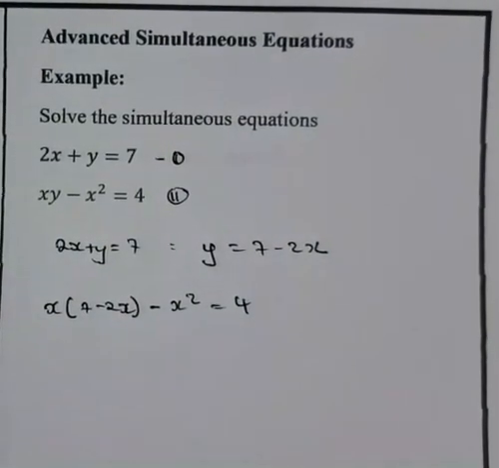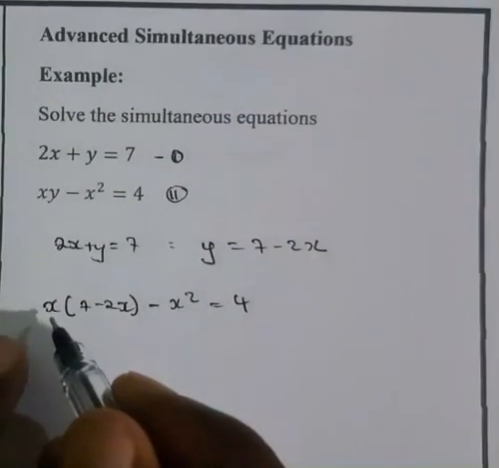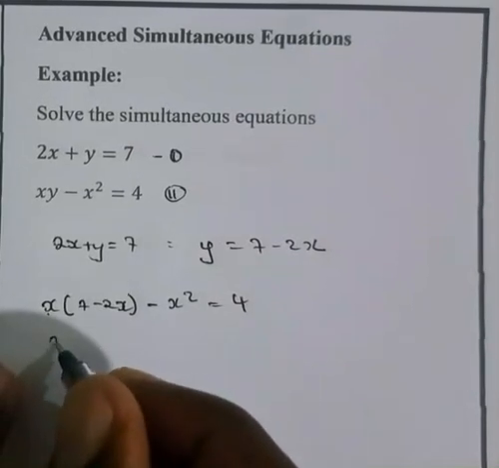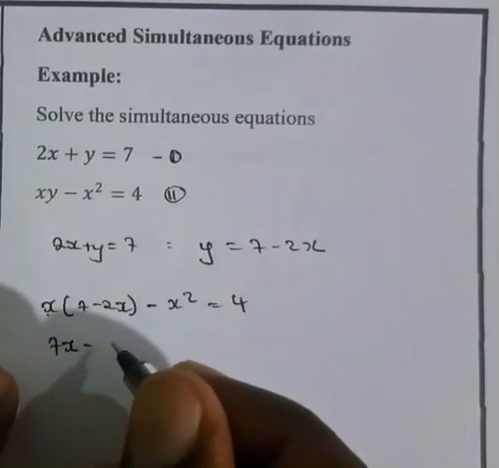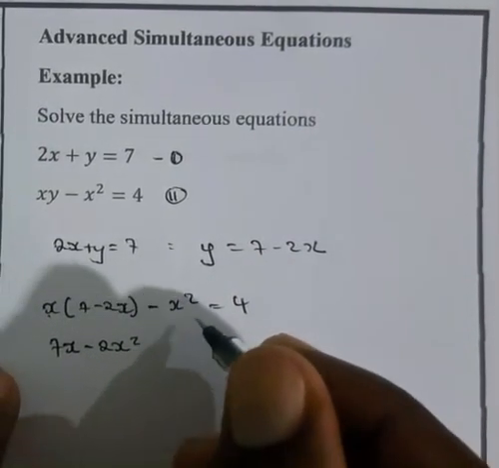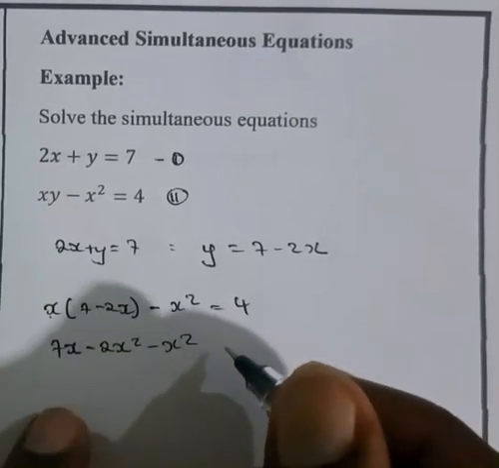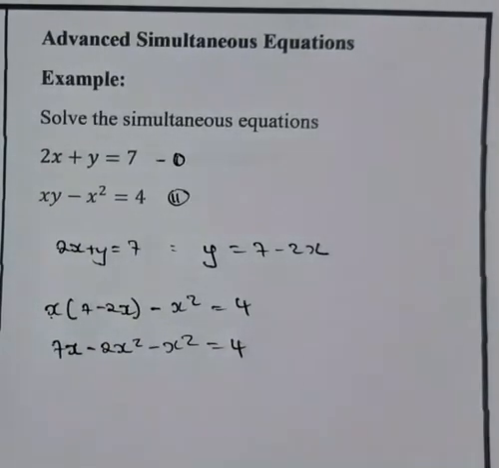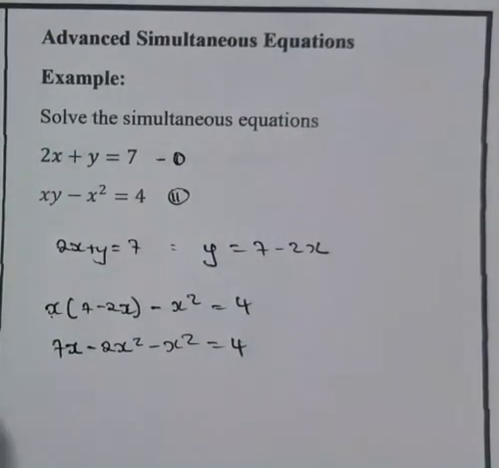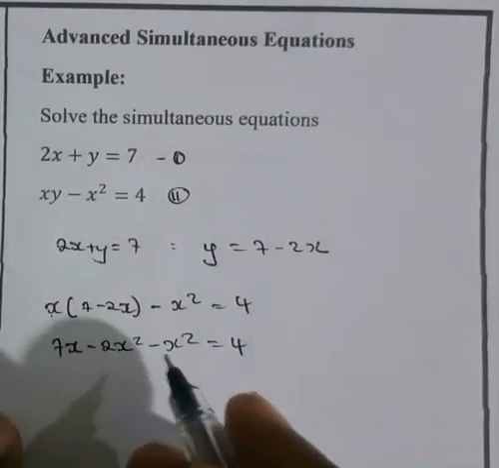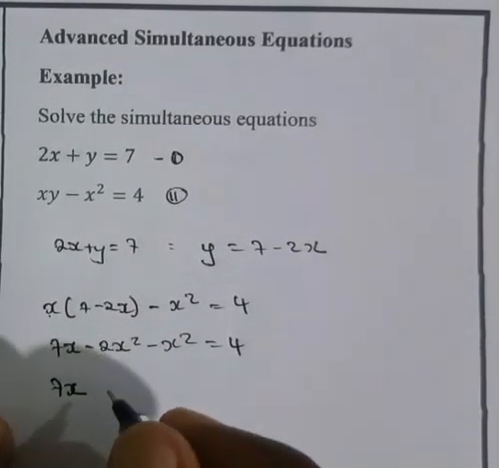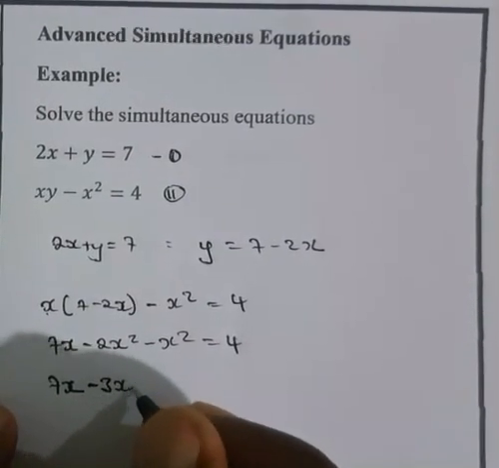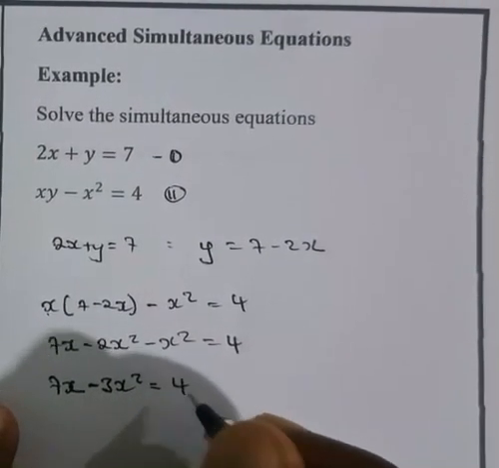Are we together? All right, am I too fast? No. Okay, so x times 7, that is 7x. x times minus 2x, that is minus 2x squared. Then here minus x squared, is equal to 4. Then from there, these are similar, so you can just say 7x minus 2x squared minus x squared, that is minus 3x squared, is equal to 4.